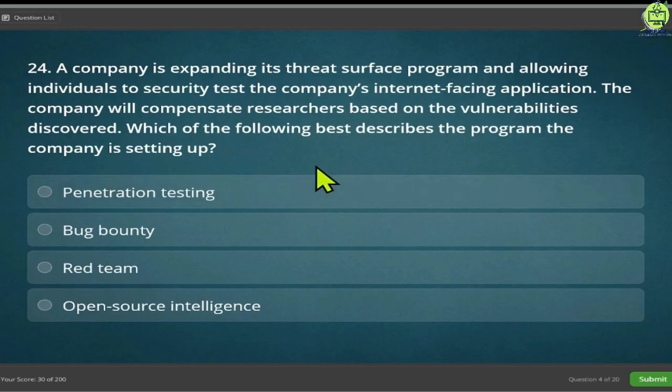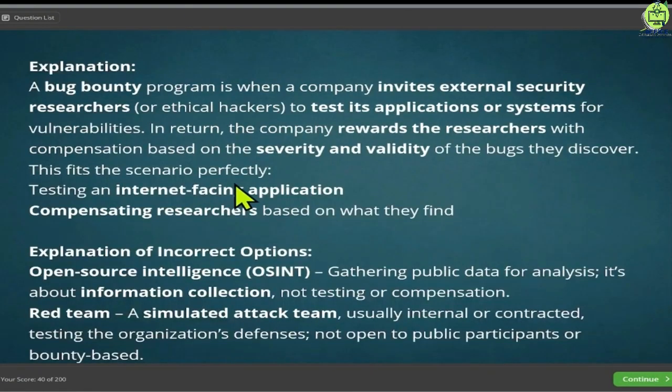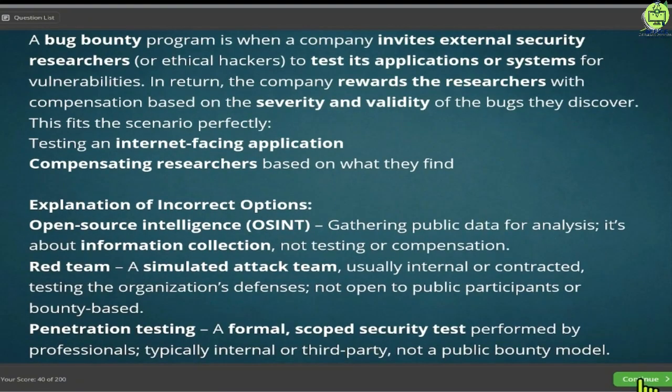All right, so is this going to be penetration testing, or could it be bug bounty, red team, or open-source intelligence? The correct answer, if you read through it a second time, is bug bounty. Bug bounty is when a company invites external security researchers to test its application or system for vulnerabilities. In return, the company rewards the researchers with compensation based on the severity and validity of the bugs they discover. All right, let's go to the next question.